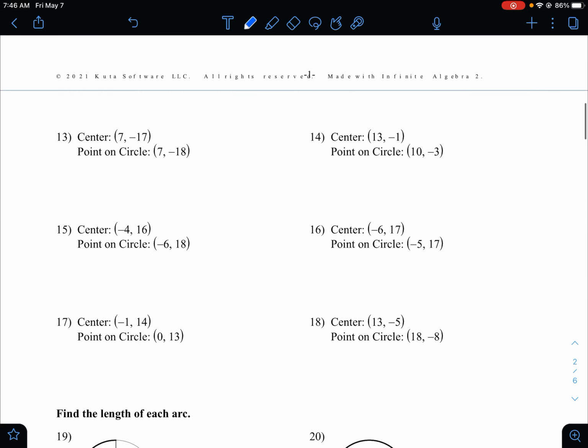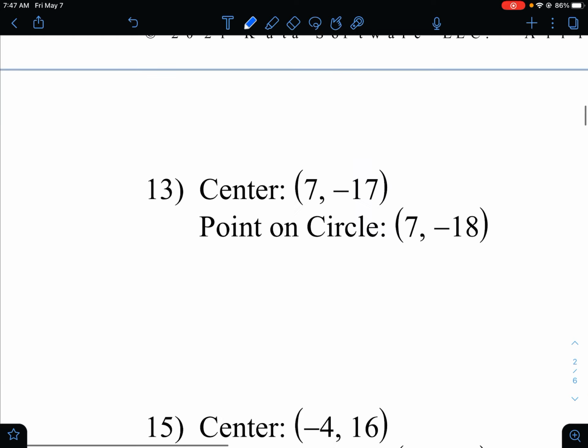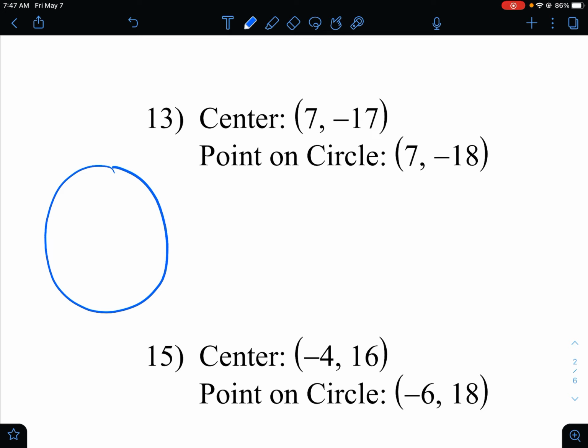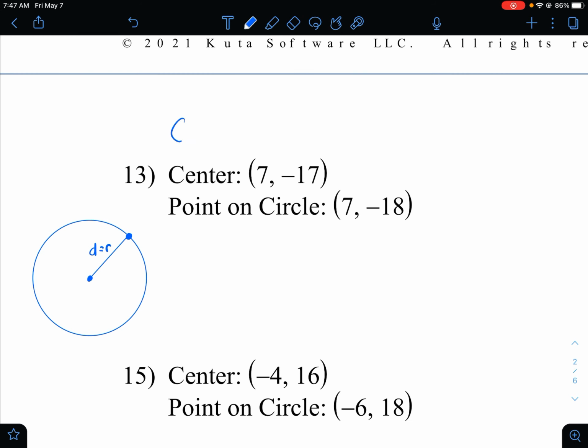All right, so let's keep rocking and rolling here. So now, this is a little bit trickier. They gave us the center and a point on the circle, and we have to come up with the equation. So let's think about this. If we have the center of the circle, and they give us a point on the circle, the distance between these 2 points is your radius. So in order to find the radius, what you have to do is find the distance between these 2 points. So you're going to use the distance formula.